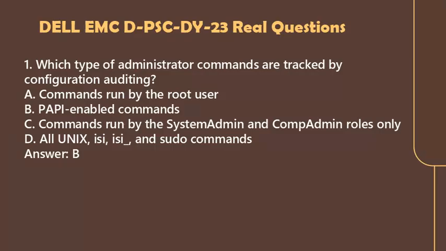1. Which type of administrator commands are tracked by configuration auditing? A. Commands run by the root user. B. POP-enabled commands. C. Commands run by the system admin and comp admin roles only. D. All Unix, ISI, ISI_, and sudo commands. Answer: B.